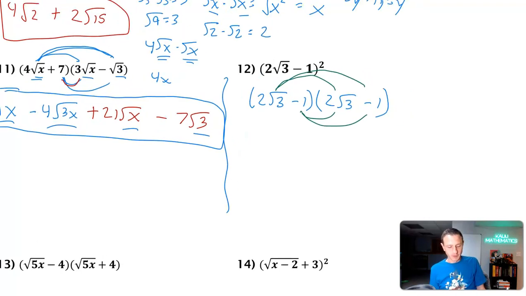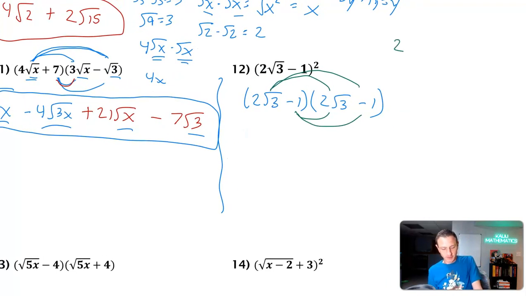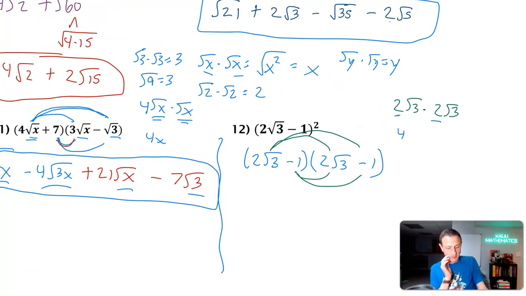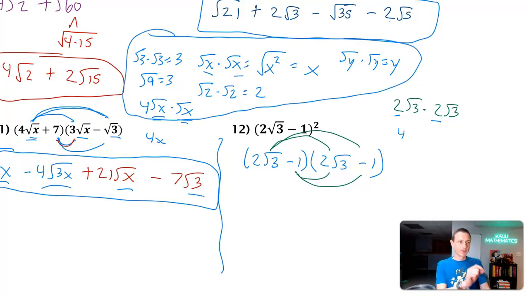So let's be careful on the 2 root 3 times 2 root 3. I'll do this off to the side. First of all, 2 times 2 is 4. Square root of 3 times square root of 3 is 3. I've mentioned that a couple times with this exercise: if you're multiplying the same thing underneath the radical by itself, you just get that value back. So 2 times 2 is 4, square root of 3 times square root of 3 is 3, and 4 times 3 is 12. So I get 12 here.